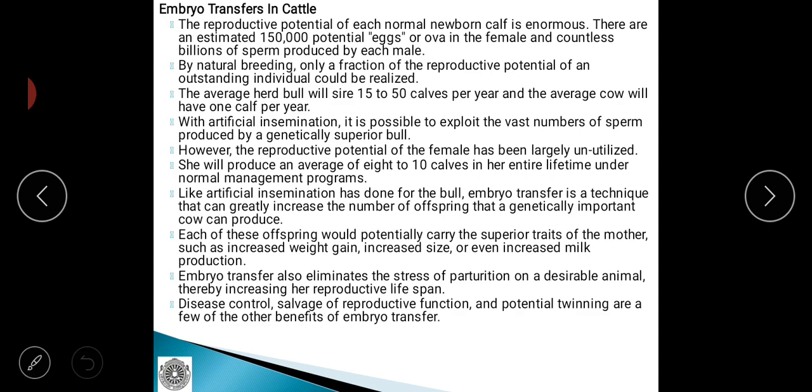Embryo transfer also eliminates the stress of parturition on a desirable animal, thereby increasing her reproductive lifespan. Disease control, salvage of reproductive function, and potential twinning are a few of the other benefits of embryo transfer.